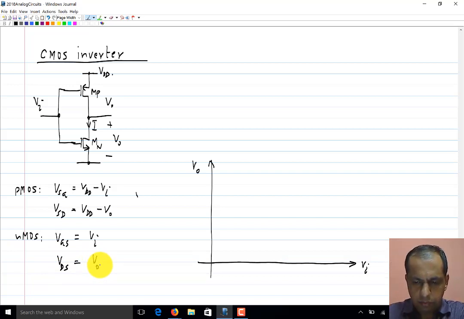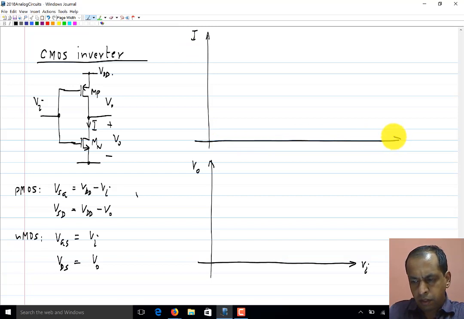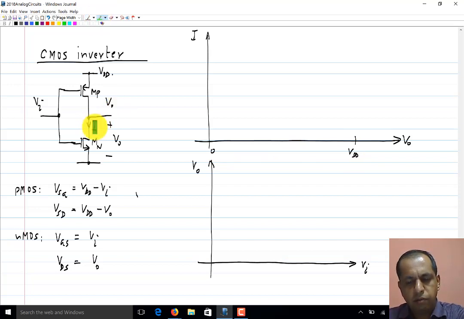Now, we plot the characteristics on I versus Vo axis. As before, I versus Vo for the NMOS transistor is the same as the ID versus VDS characteristics. Now, the input voltage Vi determines the gate source voltage. So, we have to draw ID versus VDS for different values of VGS, gate source voltage, depending on Vi.